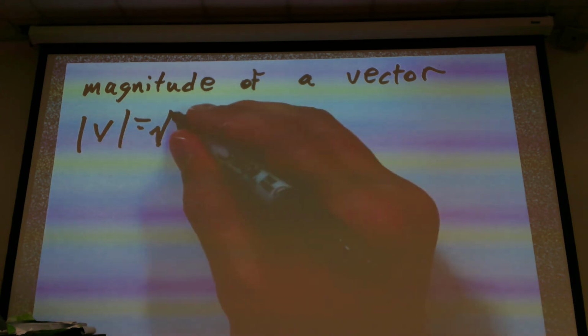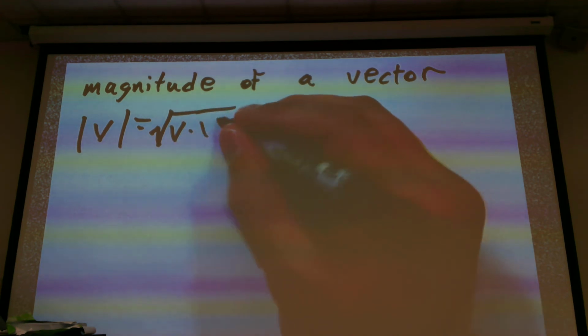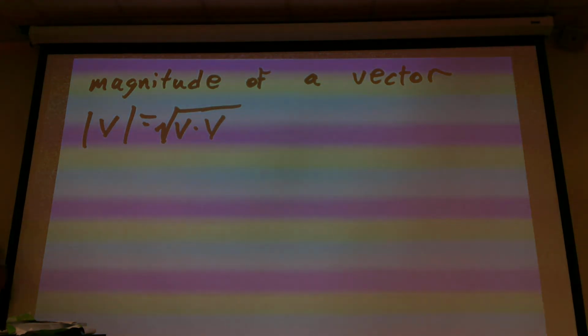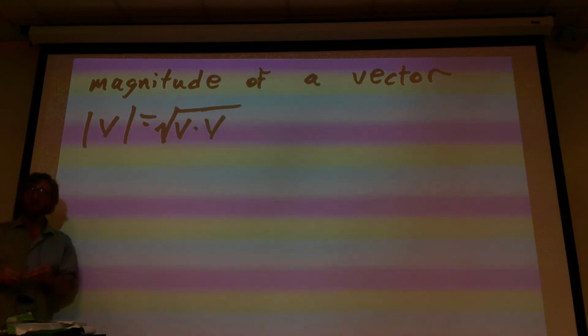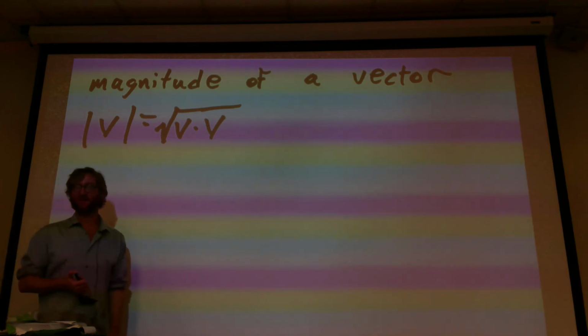Well, the magnitude of a vector is actually just equal to the square root of v dot v. So it allows you to actually calculate the magnitude of a vector. Okay? And this is in the normal Euclidean sense. What does it end up boiling down to? It boils down to the Pythagorean theorem.